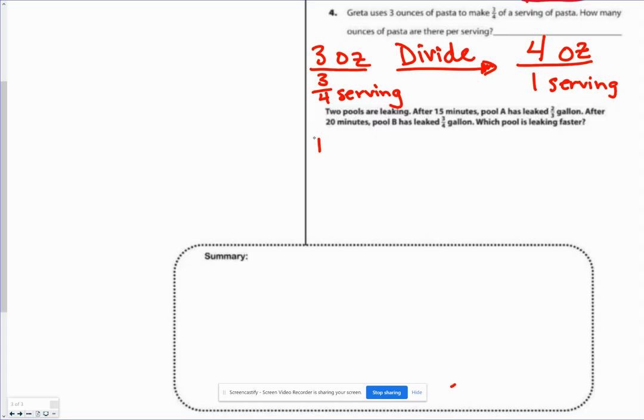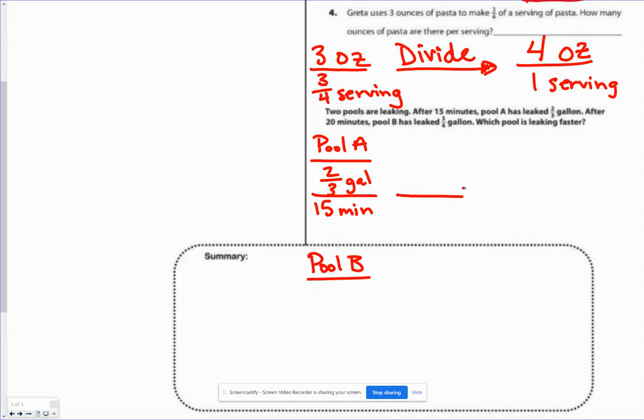All right, well, let's go compare pool A versus pool B, and I'm going to write it down here just for spacing. What do we know about pool A? Pool A says we have leaked 2/3 of a gallon per 15 minutes. I always put time on the bottom. Notice on a couple problems ago we had hours on the bottom. I always put time on bottom. So 2/3 of a gallon per 15 minutes.